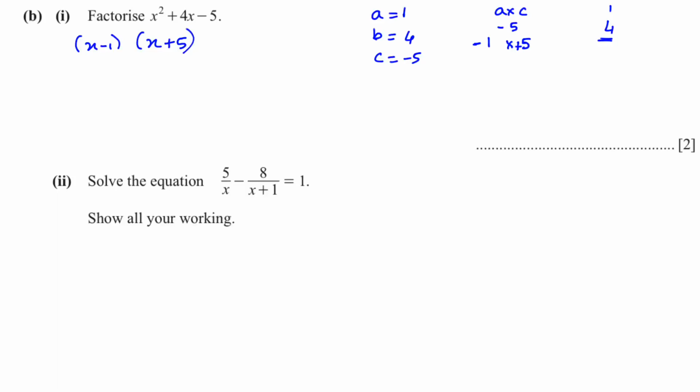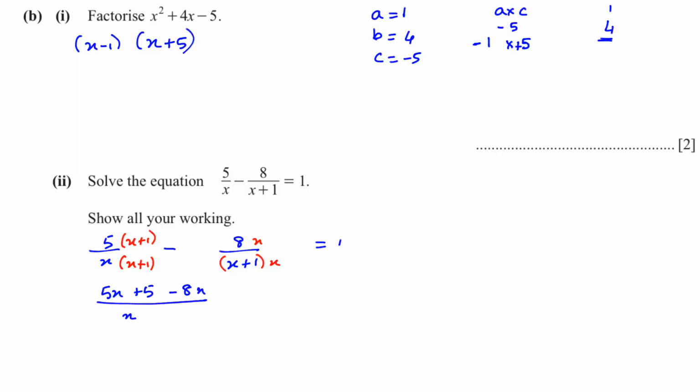Part 2, solve the equation. Whenever you are solving a fraction, the first thing you need to do is have a common denominator. So multiply this by x plus 1 and the numerator by x plus 1. And the denominator here we are going to multiply by x. Expand the bracket. 5 multiplied by x is 5x. 5 multiplied by 1 is plus 5. Negative 8 multiplied by x is negative 8x over x.